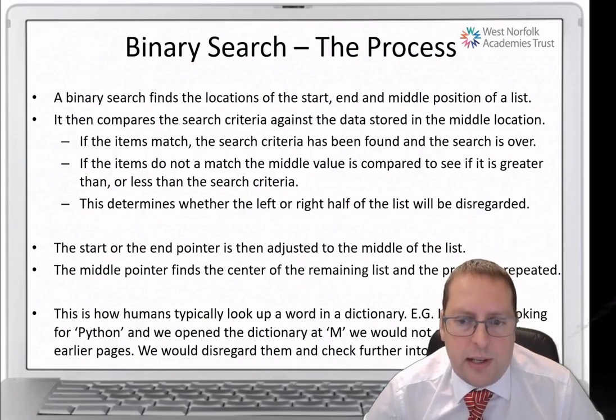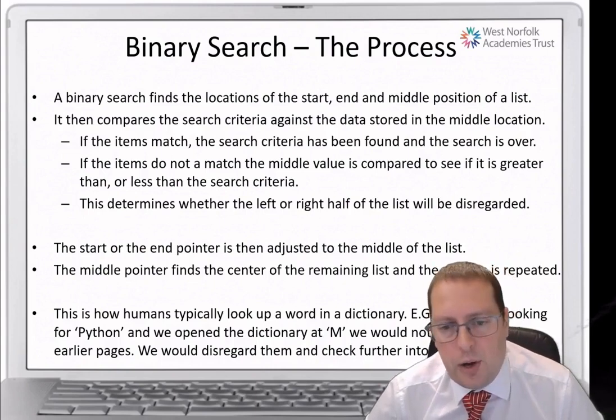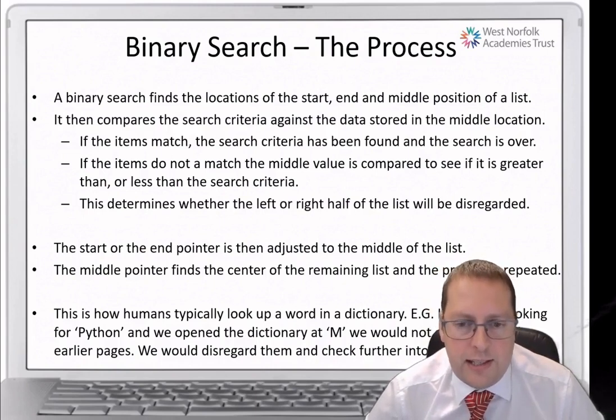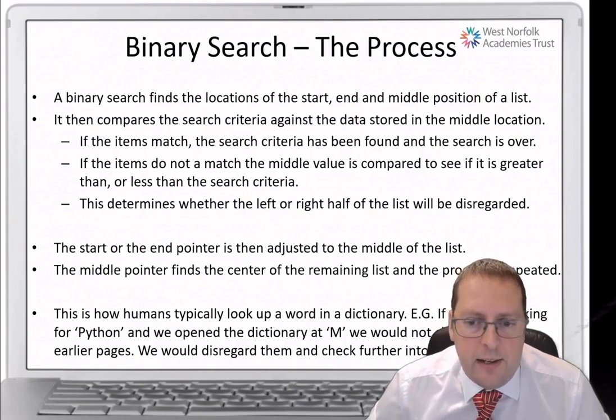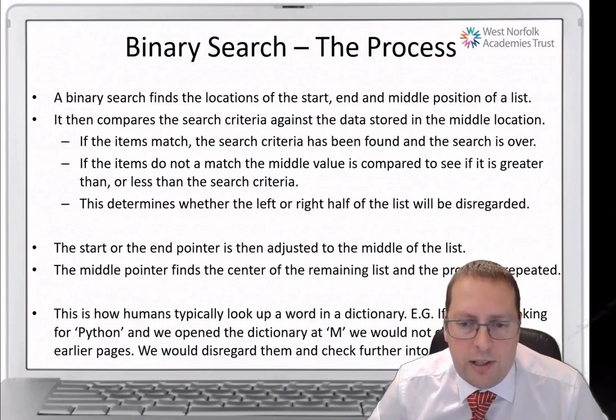So I'd go to 85, and they'd say no, it's smaller. So I'd go to 82, they'd say no, it's smaller. So I'd go to 81, they'd say no, it's smaller. So I'd then say 80. So I've managed to find my item very quickly by halving the data every single time, and that's how a binary search works.